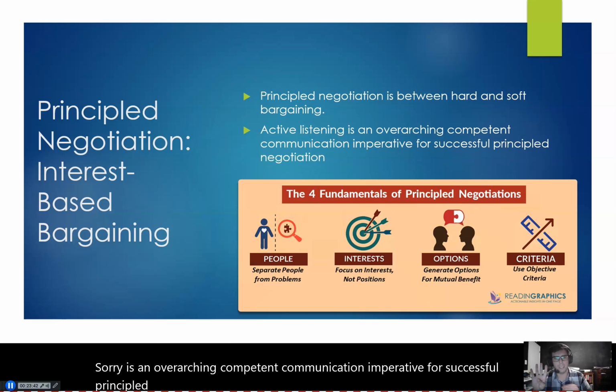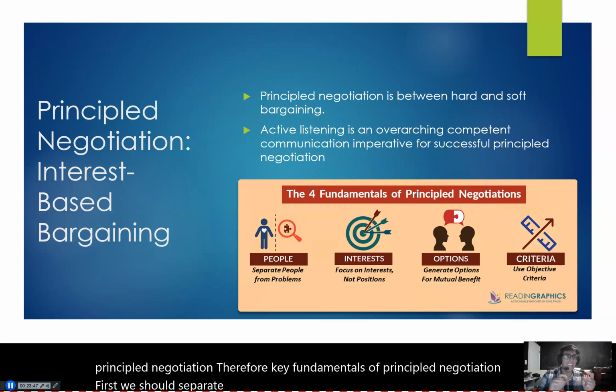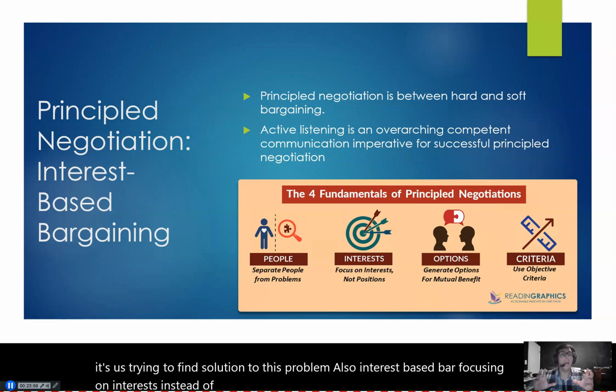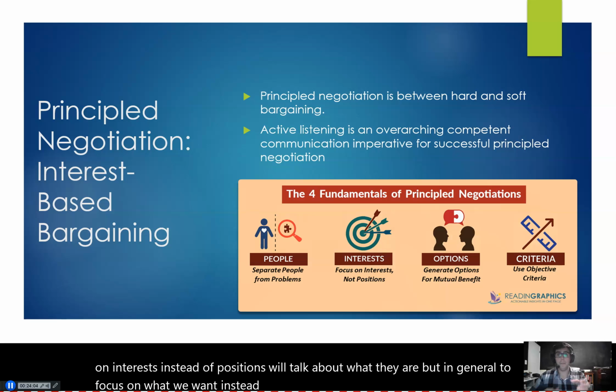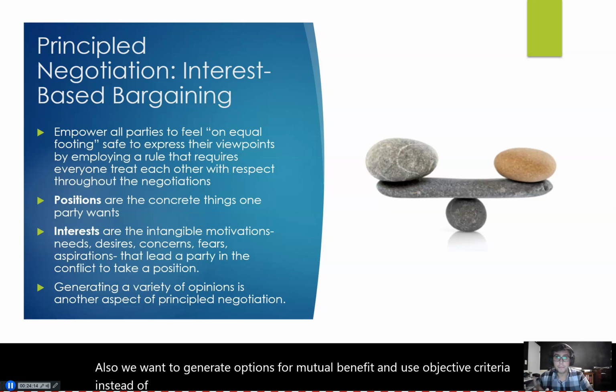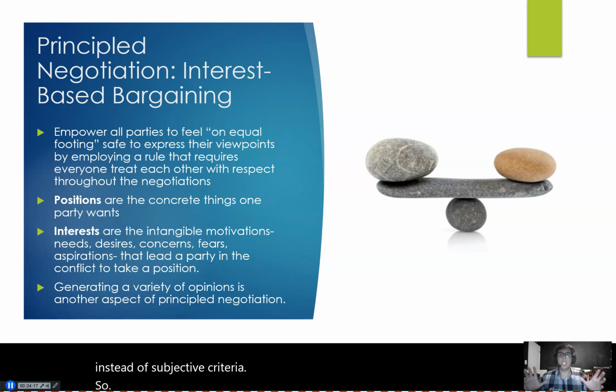There are four key fundamentals of principled negotiation. First, we should separate people from problems. It's not me arguing against you, it's us trying to find a solution to this problem. Also, interest-based, focusing on interests instead of positions. We'll talk about what they are, but in general, to focus on what we want instead of winning our position. Also, we want to generate options for mutual benefit and use objective criteria instead of subjective criteria. So, let's talk a little bit about it.